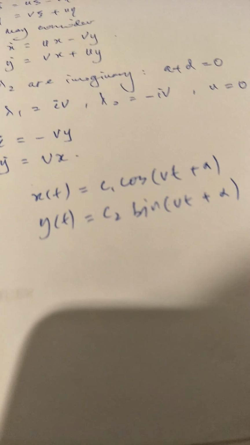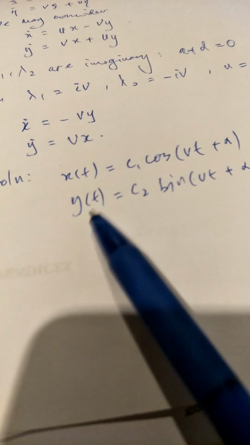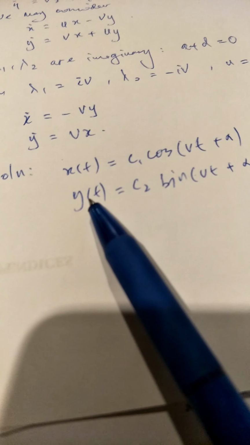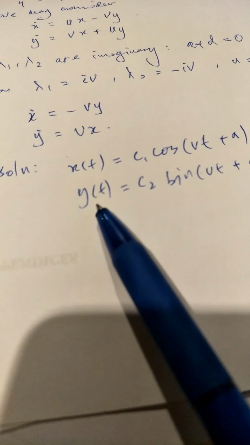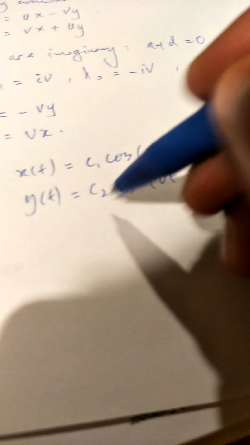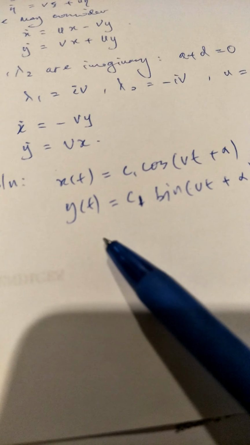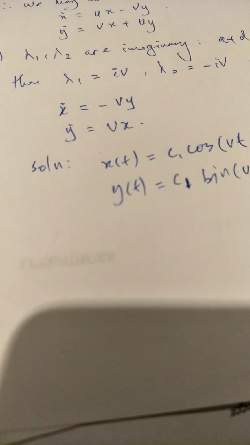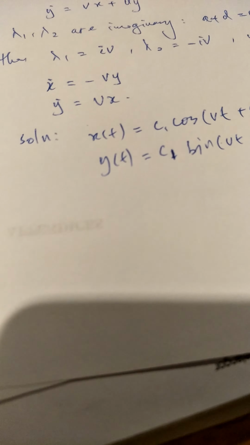If you square both sides, we are going to have x squared plus y squared equal to c1 squared, which is a family of circles. So the trajectories are a family of circles.